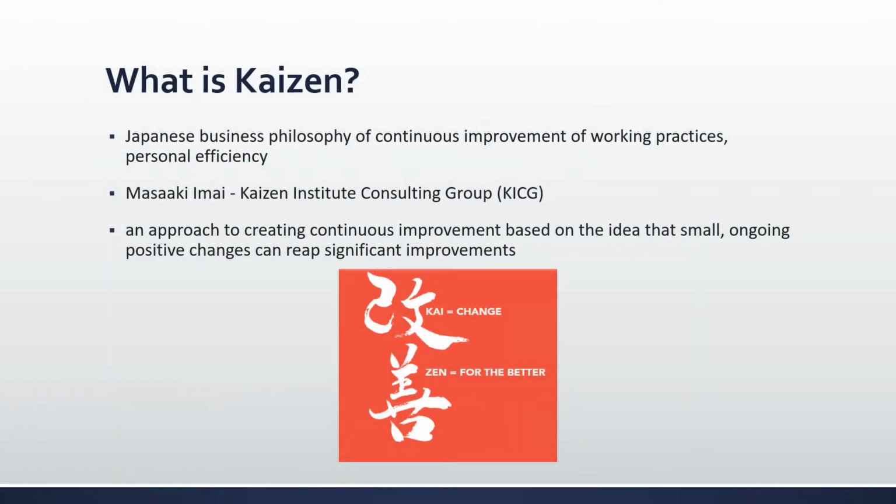What is Kaizen? Kaizen is a Japanese business philosophy of continuous improvement of working practices and personal efficiency. The term means change for the better. The Kaizen method of continuous incremental improvements is a Japanese management concept for incremental change. And in Japanese, Kai means change and Zen means become good or for the better.